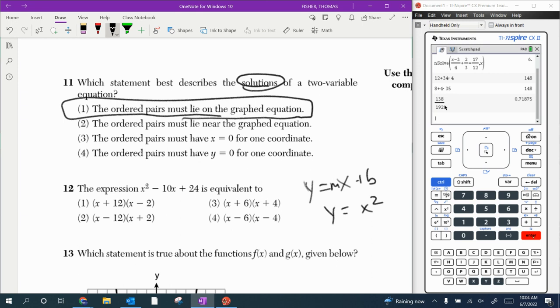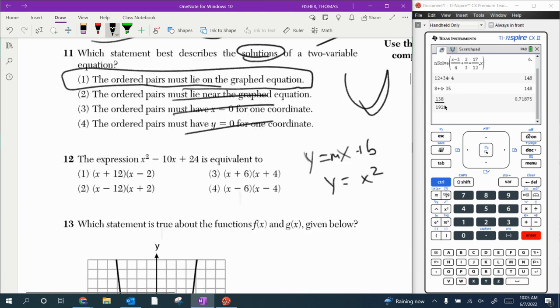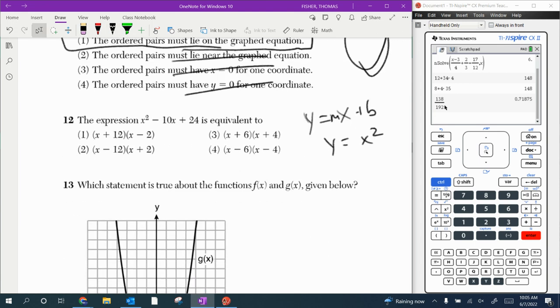That's it. So they don't lie near it. They don't have x equals 0, and they don't have y equals 0. It's just kind of a hard worded question, but actually a really easy one. A solution to any graphed two-variable equation would be on the graph. If it's a quadratic, if it's a line, if it's exponential, it doesn't matter. It's going to be on that graph. That's just kind of an interesting worded question.